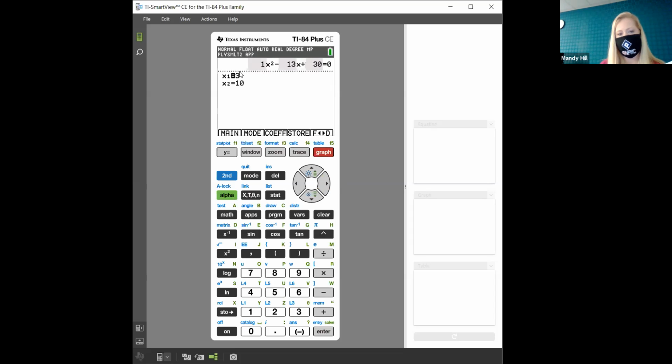And it tells us our answers are 3 and 10. And remember, when you do this, it's the opposite of what they're supposed to be. You should be getting negative 3 and negative 10, okay? So there's how you do that on the graphing calculator.